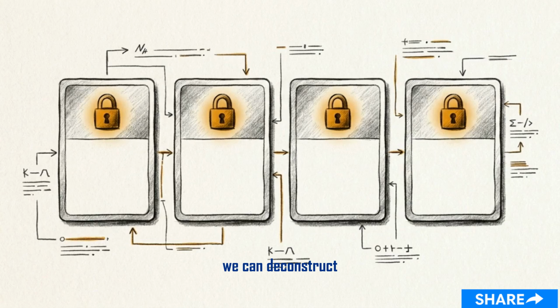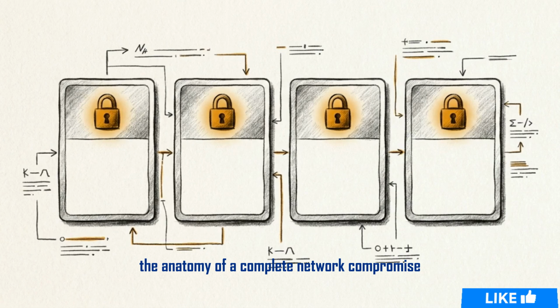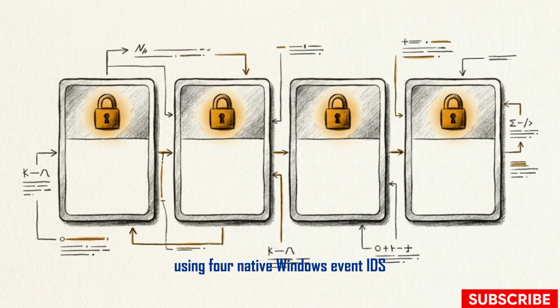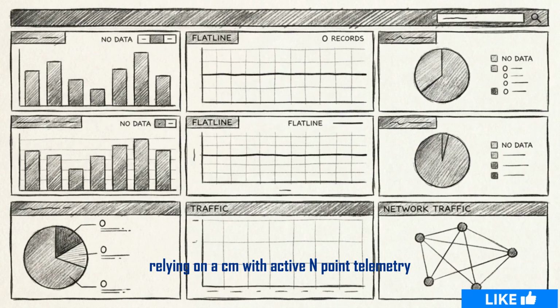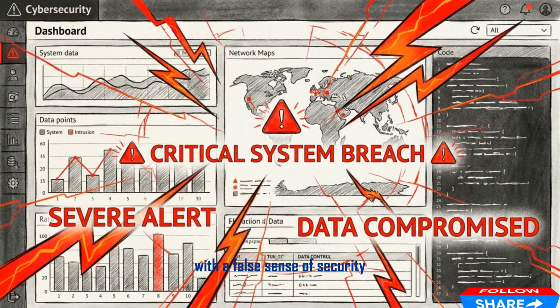We can deconstruct the anatomy of a complete network compromise using 4 native Windows Event IDs. We will identify a critical visibility gap in default Windows configurations and build the exact queries required to hunt this behavior at scale. Relying on a SIEM without active endpoint telemetry configuration provides an organization with a false sense of security. Consider a crisis scenario.